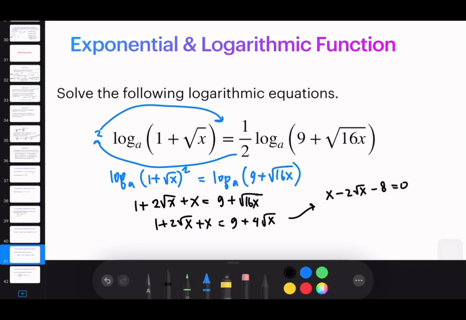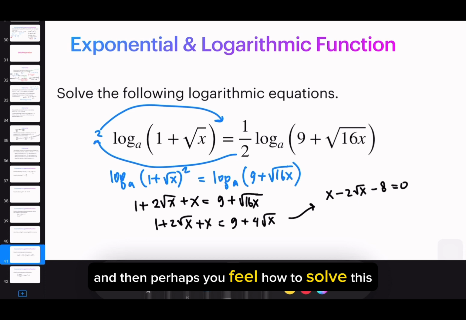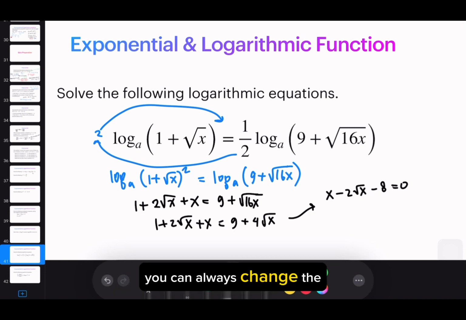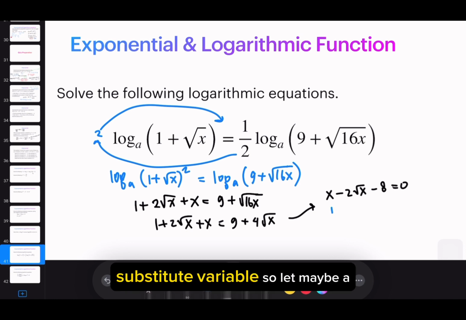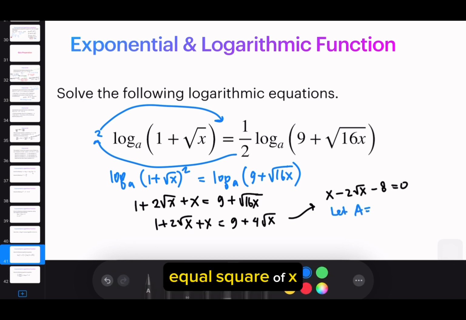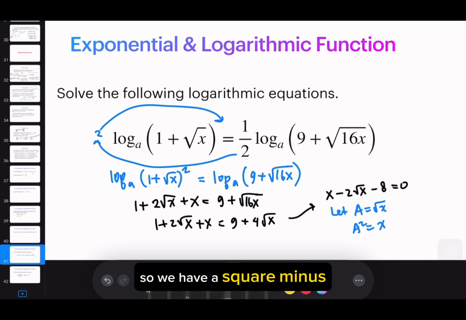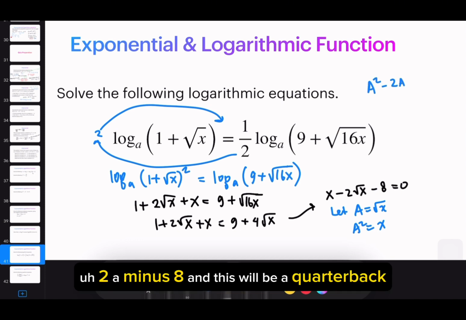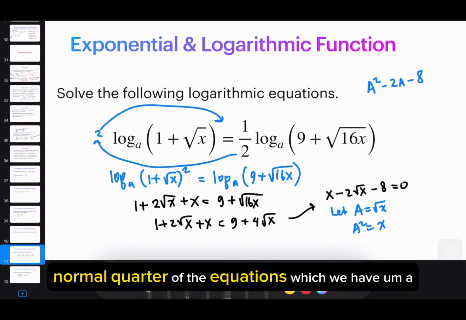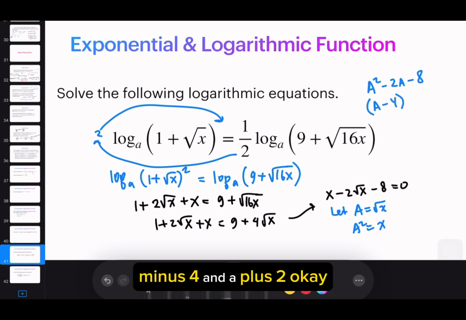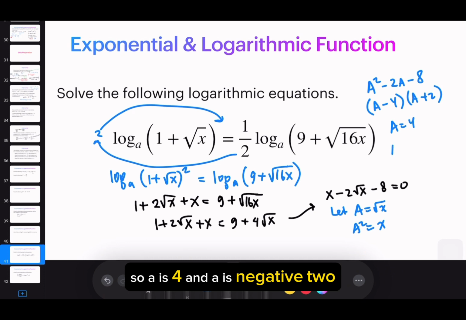Okay. And then perhaps you feel how to solve this. We can always change the variable, okay? Substitute variable. So let maybe a equals square root of x. So a squared will be x. So we have a squared minus 2a minus 8. And this will be a normal quadratic equation, which we factor as a minus 4 and a plus 2. Okay, so a is 4 and a is negative 2.